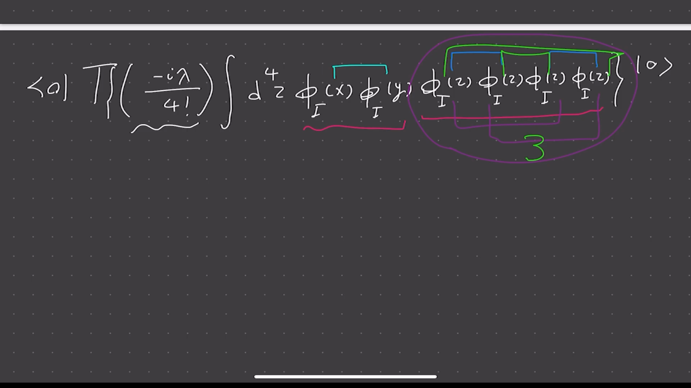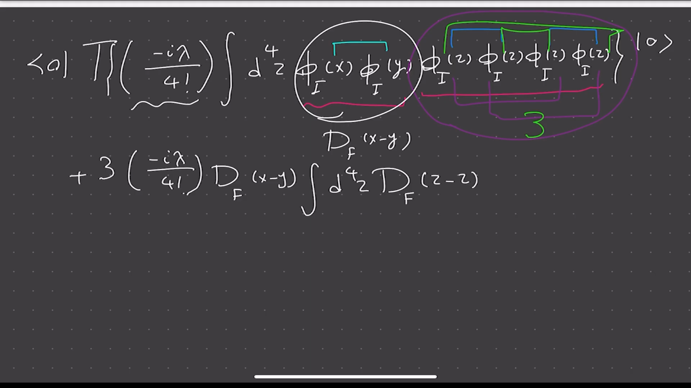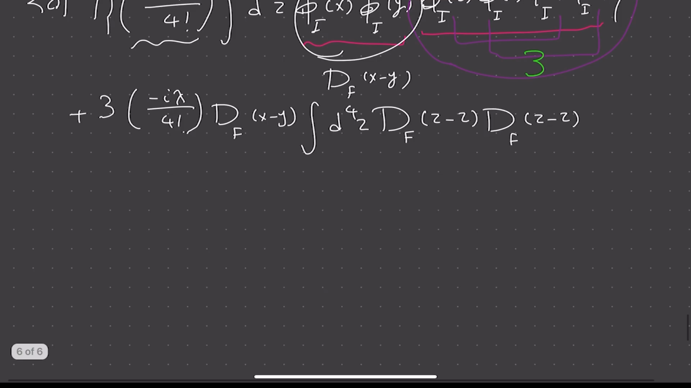So this can be then written as, so I'm going to say there are 3 of minus I lambda over 4 factorial. Now, this term is going to be DF of x minus y. And then I'm going to have the integral; these operators are all linear, so the integral in between is going to be preserved. D4z. Then I'm going to have DF of z minus z and DF of z minus z. Plus, now what are we going to have?